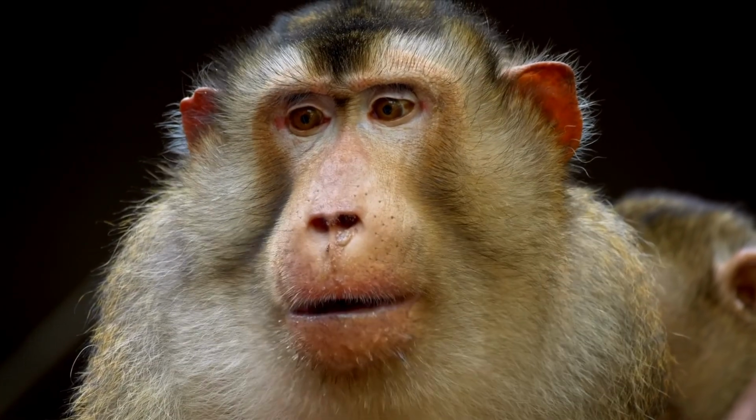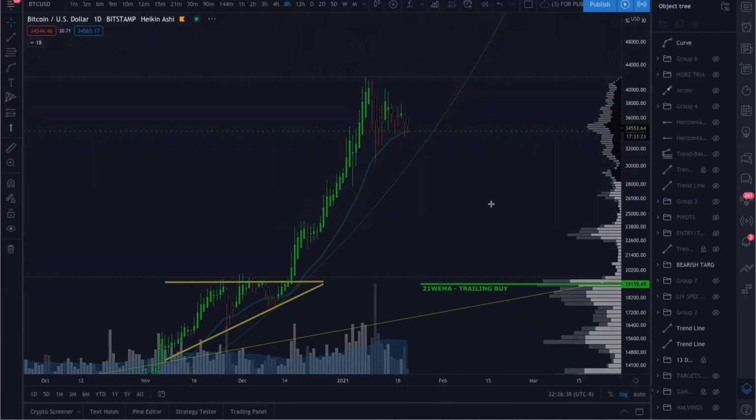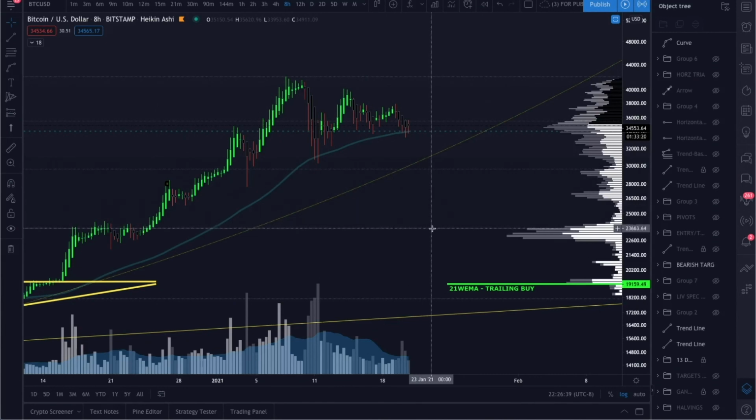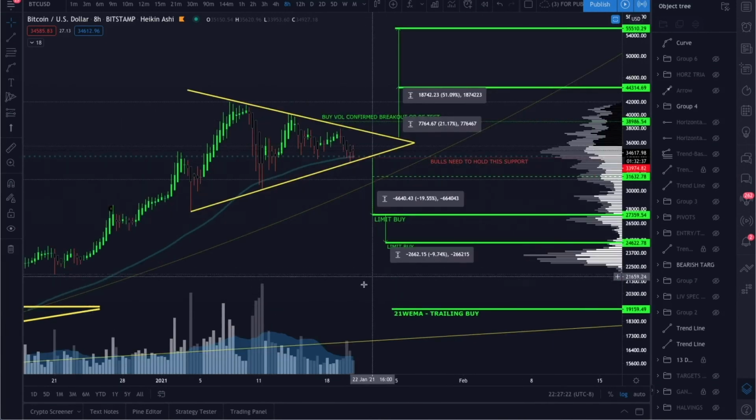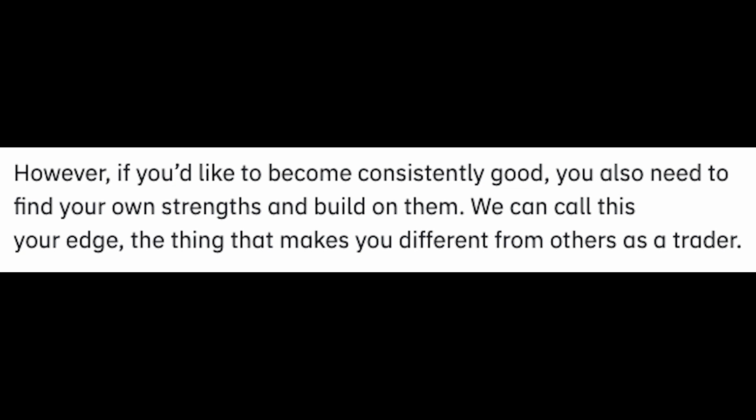Blindly following other traders. Now, constantly improving your craft is essential if you want to master any skill, right? This is especially true when it comes to trading the financial markets, and in fact, changing market conditions make it a necessity. One of the best ways to learn is to follow experienced technical analysts and traders. However, if you'd like to become consistently good, you also need to find your own strengths and build on them. We can call this your edge, the thing that makes you different from others as a trader.